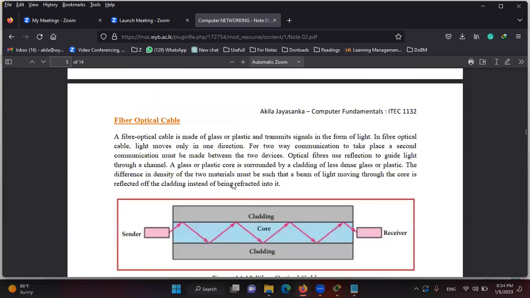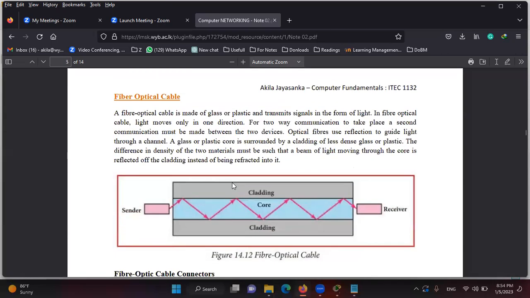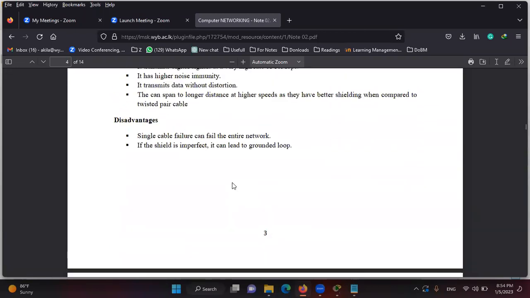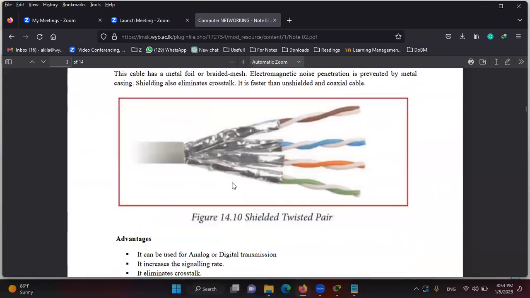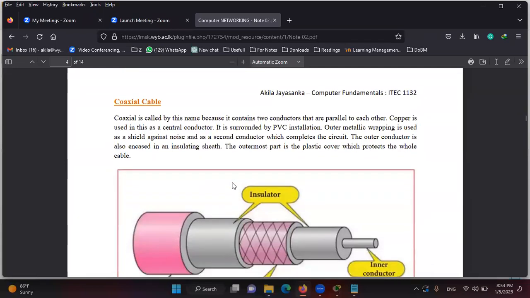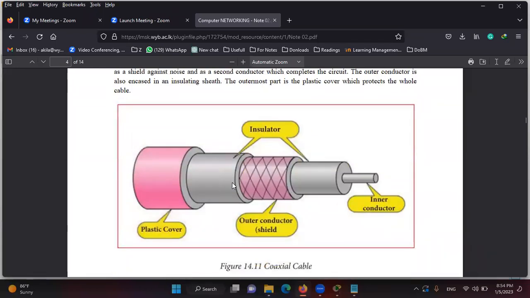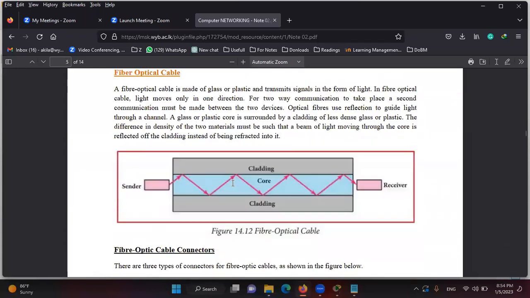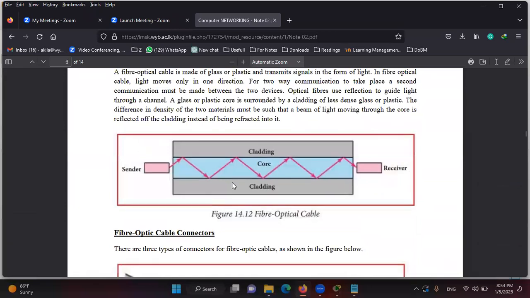Right. The other cable type is fiber optic cable. So in fiber optic cable, it uses a light ray as the communication medium. Previously, both the coaxial cable and twisted pair cables have copper conductors, so they use voltage as the communication media. And these fiber cables use a light ray. So you can imagine how the speed of the data transmission will be.